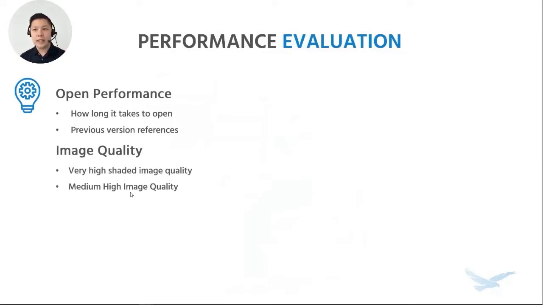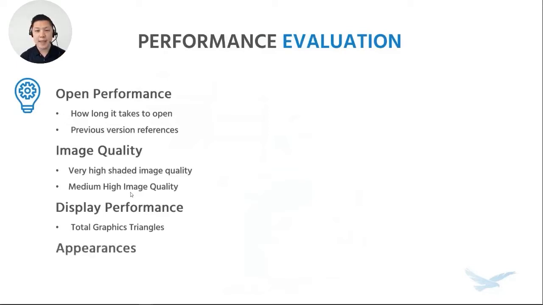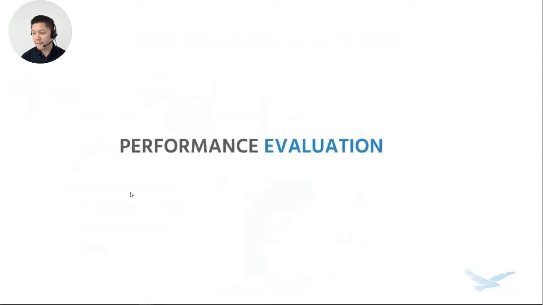So I don't have to right click on every one of those files and see, for example, is the tessellation all the way up there? I can tell right from the get-go. The display performance, along those same lines, I can see how many graphics triangles, and I can then pinpoint, oh, does that need that much level of detail? And then we'll talk about appearances. So let's look at it.